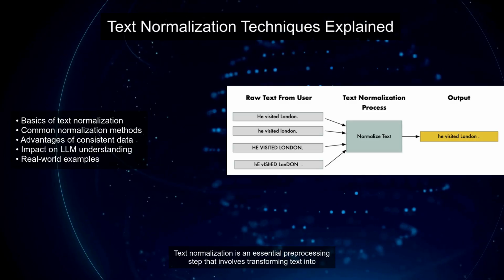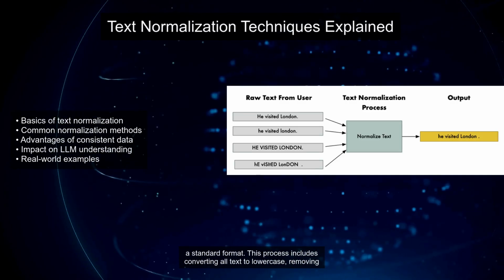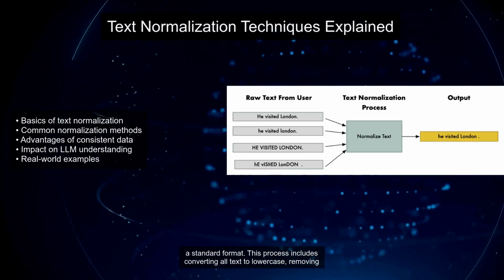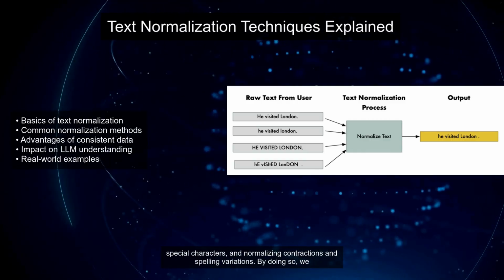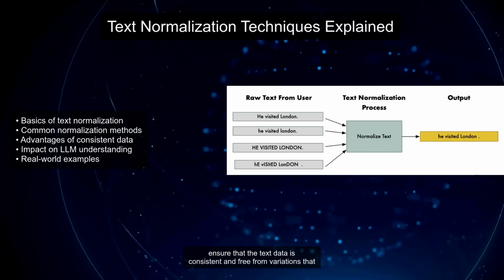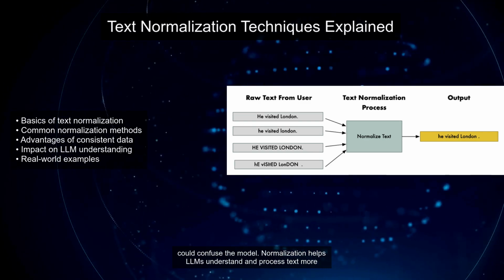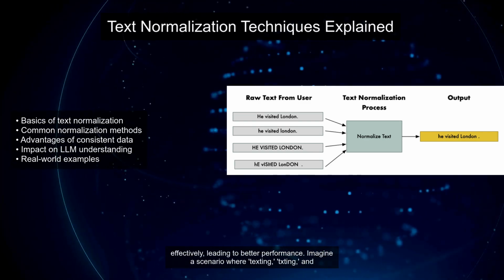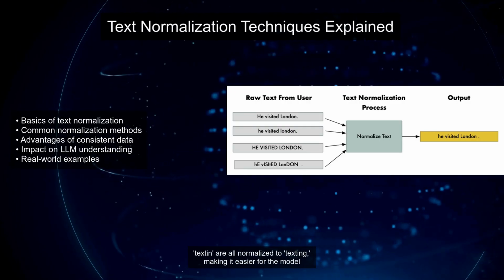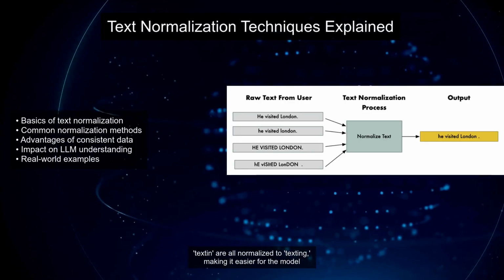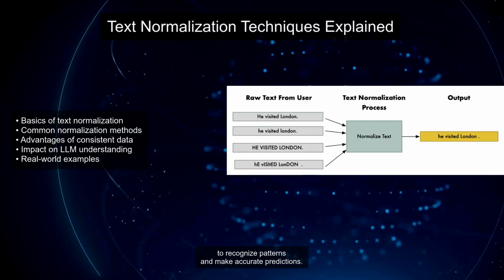LLM success. Text normalization is an essential preprocessing step that involves transforming text into a standard format. This process includes converting all text to lowercase, removing special characters, and normalizing contractions and spelling variations. By doing so, we ensure that the text data is consistent and free from variations that could confuse the model. Normalization helps LLMs understand and process text more effectively, leading to better performance. Imagine a scenario where texting, and textin are all normalized to texting, making it easier for the model to recognize patterns and make accurate predictions.